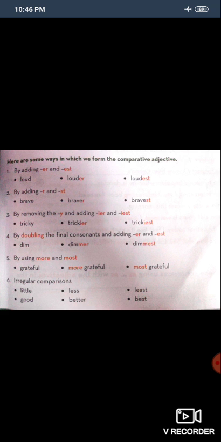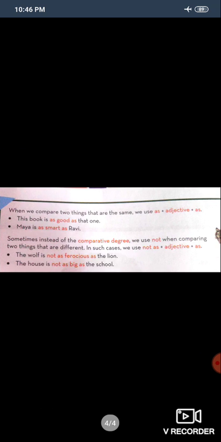So these are some ways by which we can change the degrees. Next, when we have to compare two things that are the same, we use as plus adjective plus as, like: This book is as good as that one. Here we compare a book with another book of the same category, so we use as good as. The next sentence is: Maya is as smart as Ravi. Here both are persons of the same kind, so we use as plus adjective plus as, that is, as smart as.